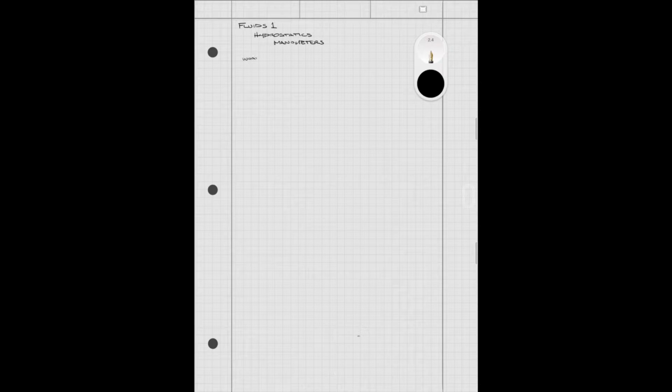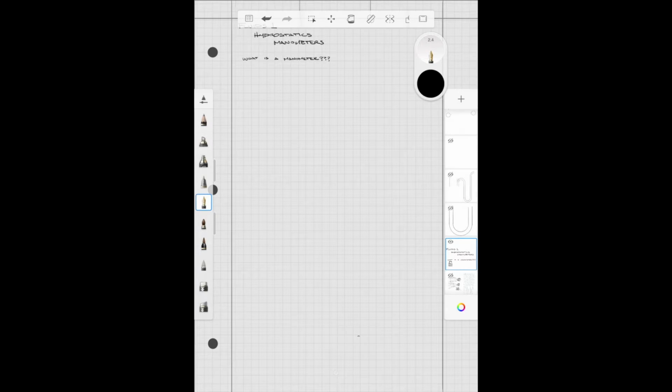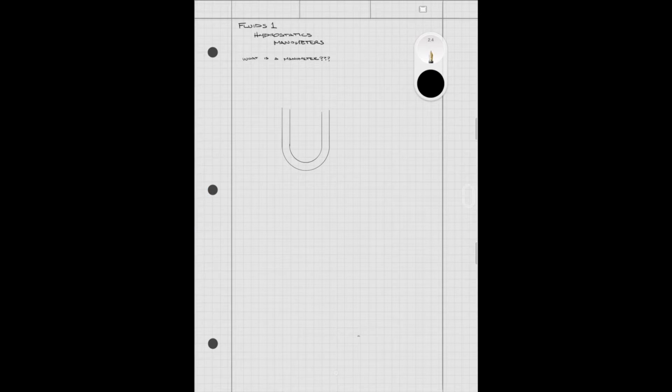Okay, let's get started. What is a manometer? Manometers are pressure measuring devices that use heights of fluid to measure pressure. They've been around for hundreds of years, and since the ideas behind them rely on basic hydrostatics, they're pretty easy to understand. There are a few different types, but the easiest to introduce is a U-tube manometer.